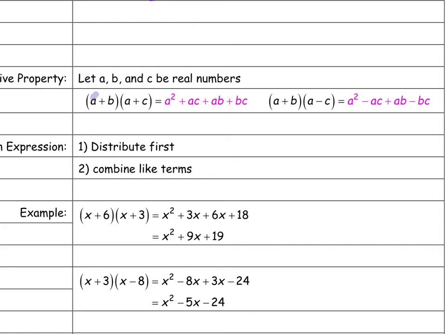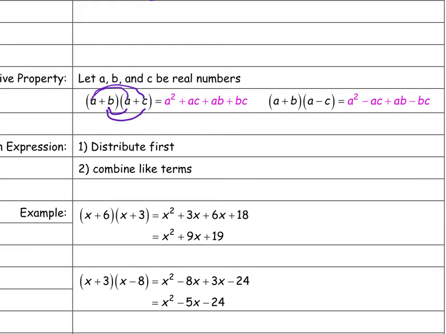So what I do is I do A times A, and that gives me A squared. And then A times C gives me AC. So that's distributing once. Now I'm going to distribute a second time with the second letter in the first parenthesis. B times A gives me AB, and B times C gives me BC. And there's my answer. So I'm distributing twice in the double distributive property. That's what double means, twice, right? So I'm just distributing twice.